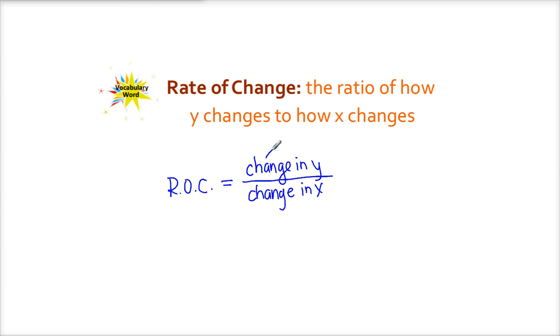And just so you can remember, change implies that we're going to be using subtraction. Okay, because we want to see the distance between these points, how much they changed by. So we're going to be using subtraction to find the change.